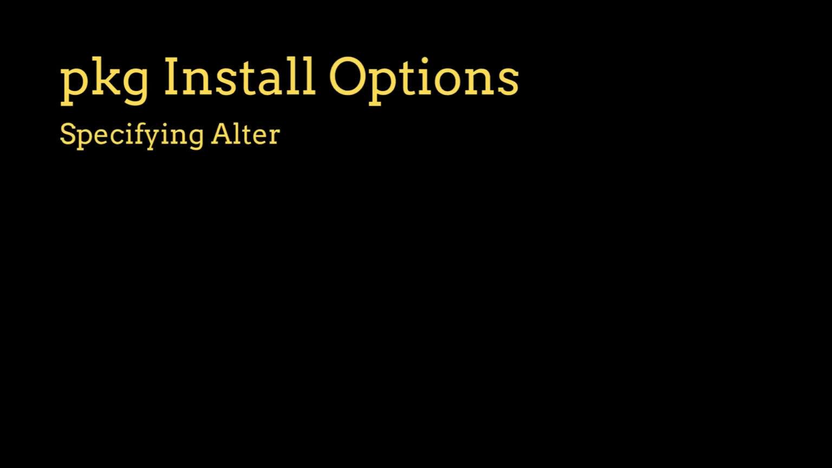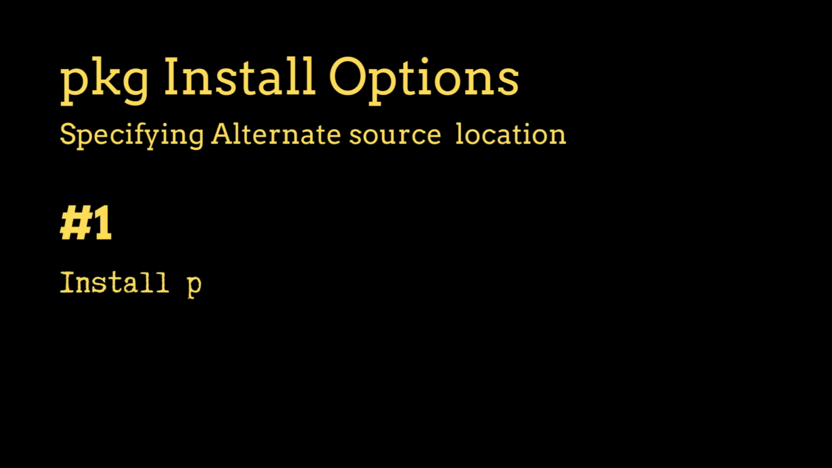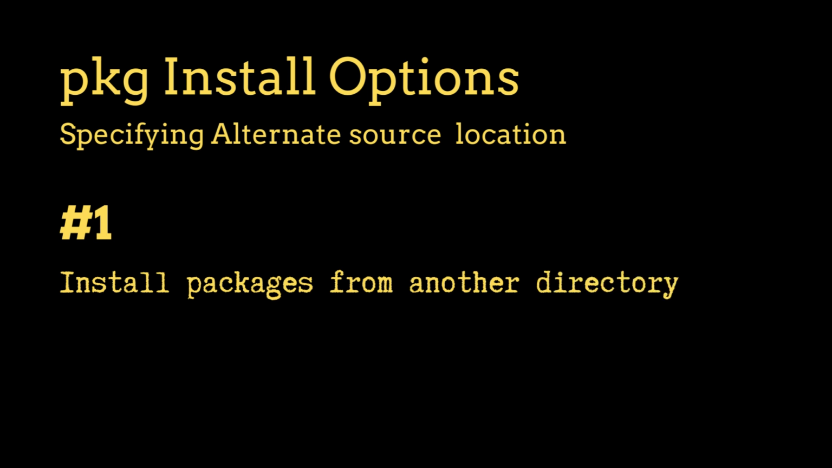Package install options. Pip allows packages to source from other repositories than the default PyPI repo. Here are 3 examples of installing Python packages from alternate locations. Number 1. Install packages from another directory on your local system: pip install -e path to project.